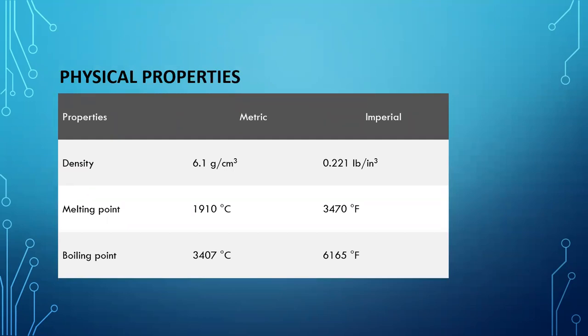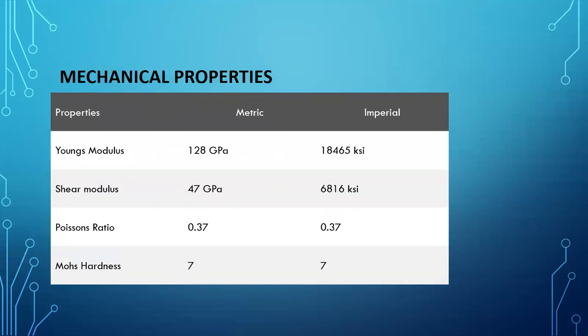Physical properties include density, melting point, and boiling point, and their quantities are available in both metric and imperial systems. Next one is mechanical properties. In the mechanical properties of vanadium, there are Young's modulus, shear modulus, Poisson's ratio, Mohs hardness, and their quantities are also available in metric and imperial systems.